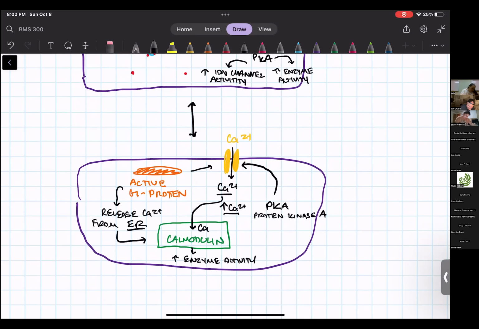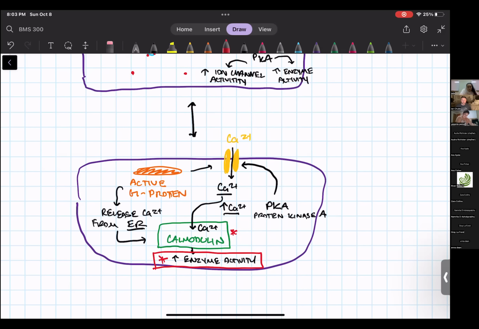That will bind to that calmodulin. And then the end all be all of this system is to increase enzyme activity. That's why we call that calmodulin our secondary messenger, because it's really what's going to increase whatever the enzymatic activity is that you're trying to get to within that cell.